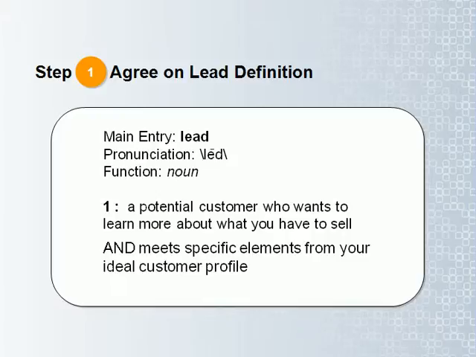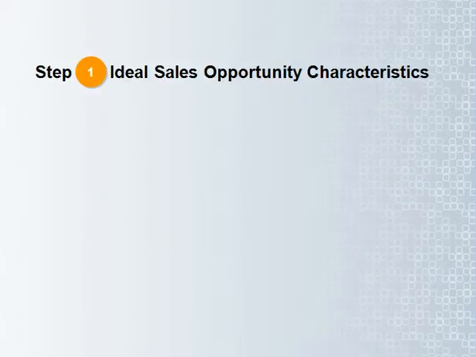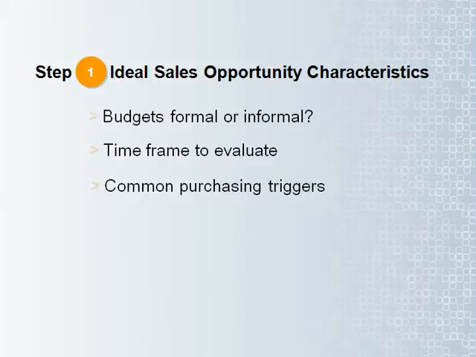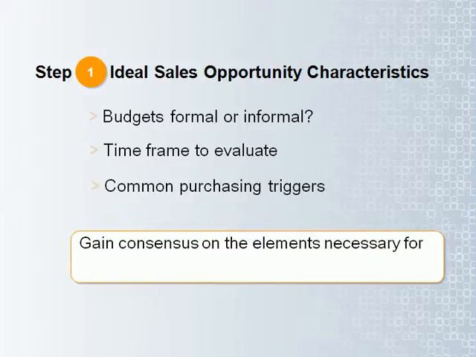The important thing is to agree on the elements of your universal lead definition. Begin by reviewing the characteristics of an ideal sales opportunity. Rather than relying on anecdotes, use real-world opportunity data from your CRM system to evaluate the job functions involved in the buying process, whether budgets are formal or informal, the time frame to evaluate your product or service, and common purchasing decision triggers. Next, gain consensus on the elements necessary for a meaningful lead definition, distinguishing must-have from nice-to-have information.